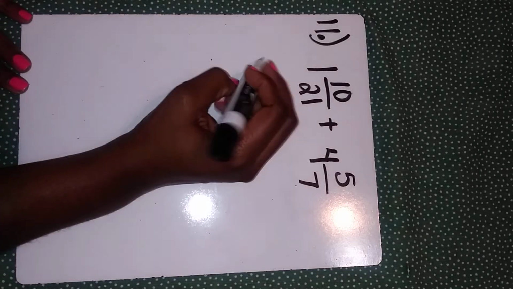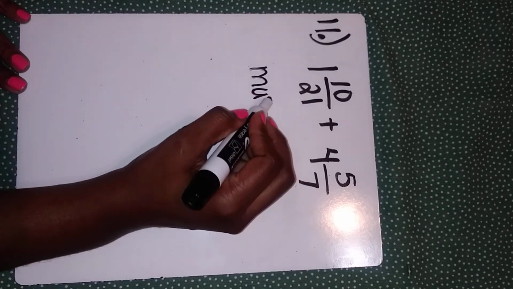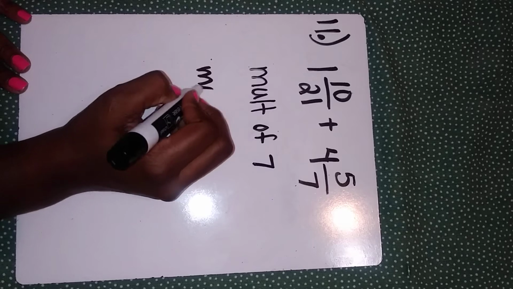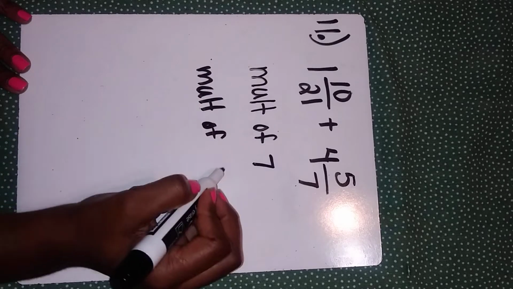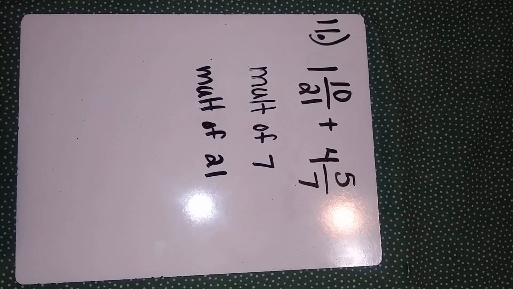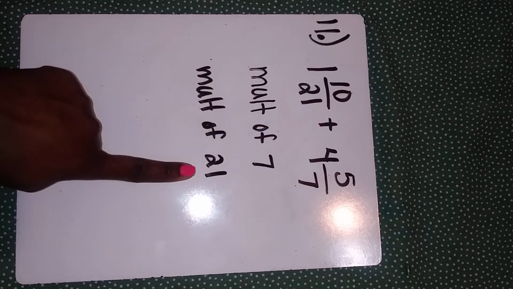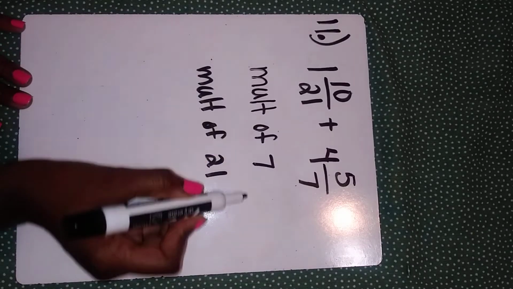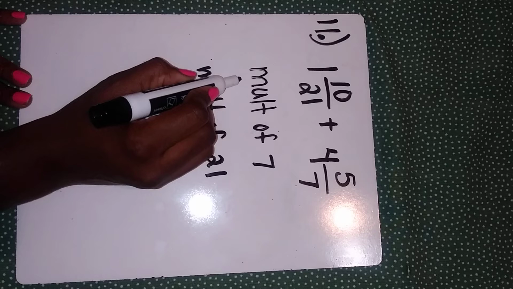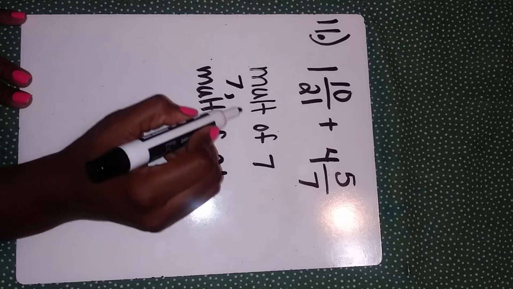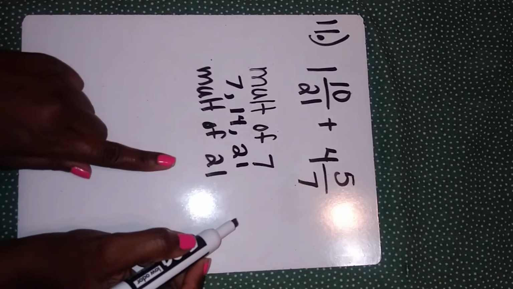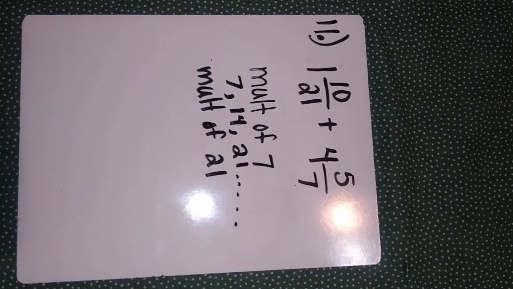We're going to start off by doing our multiples. So I'm going to do my multiples of 7 first, and then the multiples of 21. Now, I started with 7 because 7 is smaller than 21. Sometimes you see that other number in the multiple. So that's why I'm starting with 7 first. So if I start with 7, I know 7 times 1 is 7, 7 times 2 is 14, 7 times 3 is 21, and I'm going to stop right there.